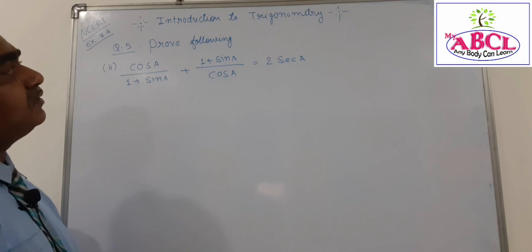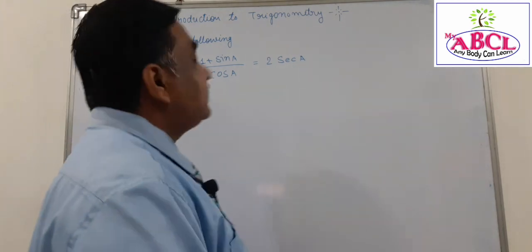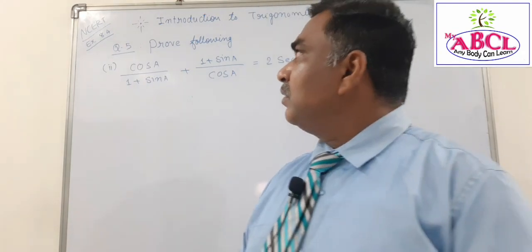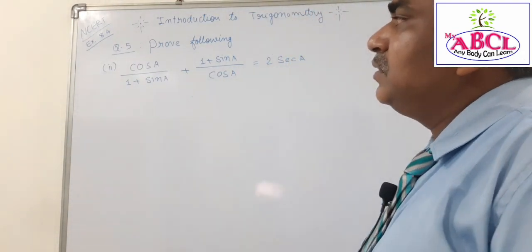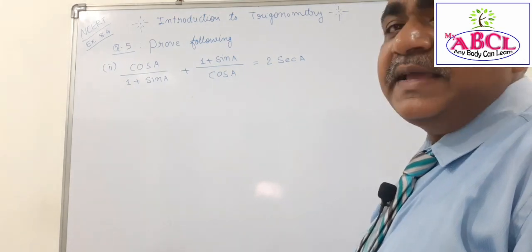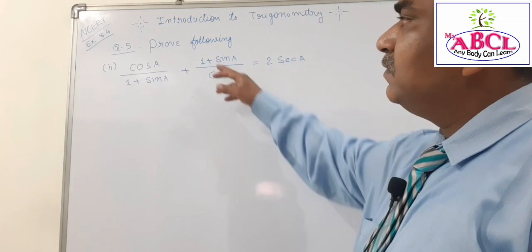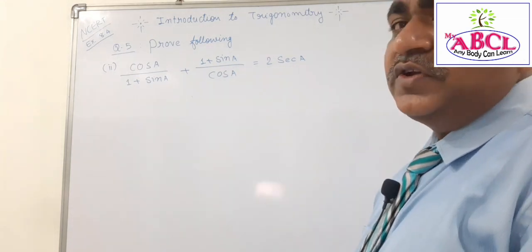Today we'll see the chapter Introduction to Trigonometry, exercise 8.4. We need to prove question number 5. Prove the following: cos A upon 1 plus sin A plus 1 plus sin A upon cos A is equal to 2 sec A. So we need to prove it.